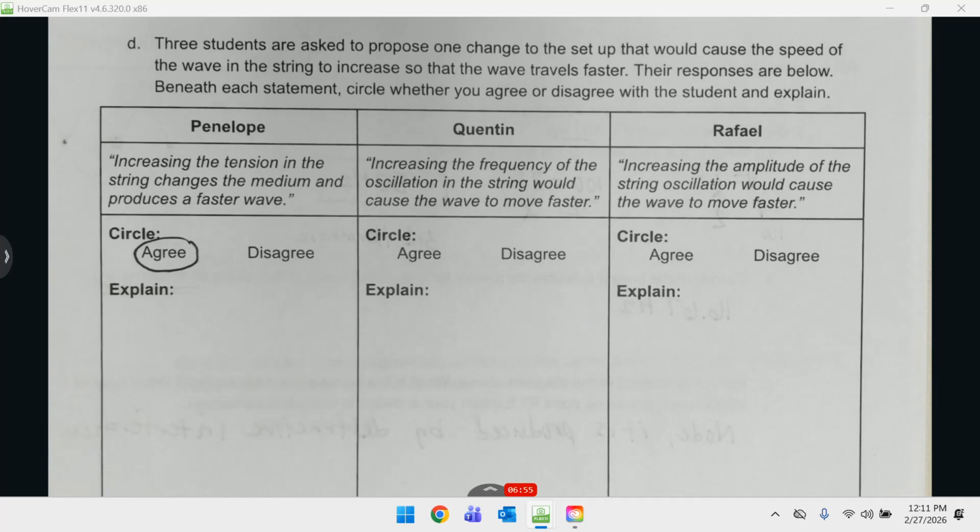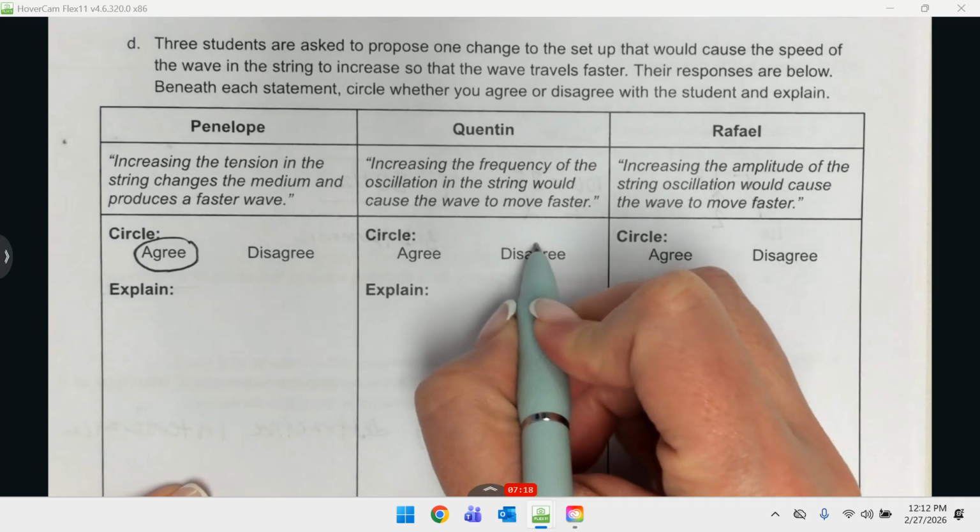We saw it a couple different times in the slides, and it was in one of the video clips that I showed you yesterday. And so you would want to explain that here, that the speed of a wave is determined by the medium, and that increasing tension does in fact change the medium and would in fact make it move faster. Over here it says, Quentin says, increasing the frequency of the oscillation in the string would cause the wave to move faster. And this is one of the common misconceptions.